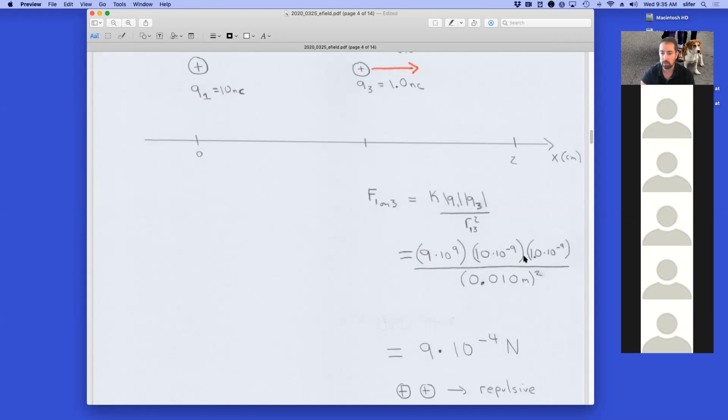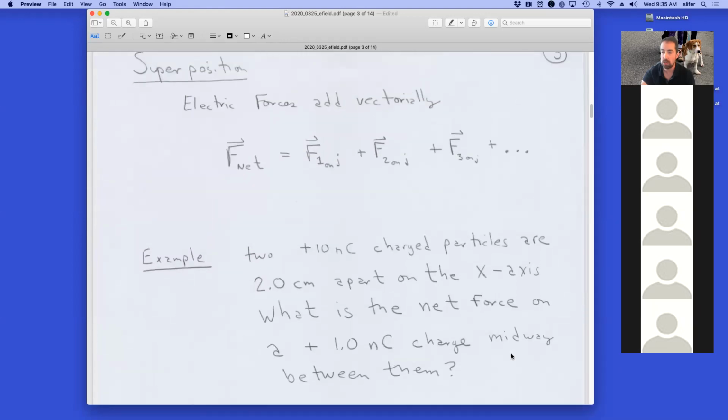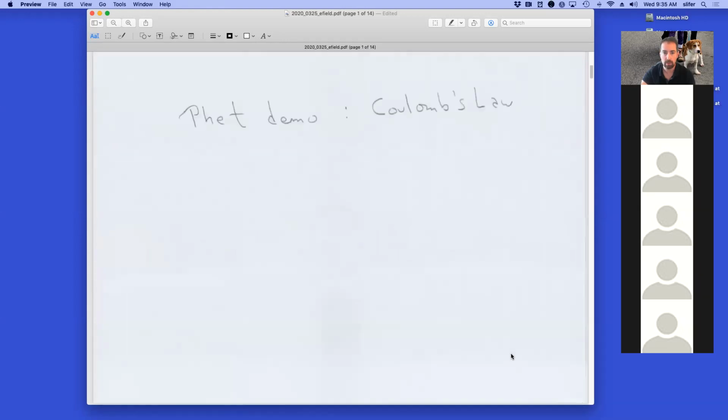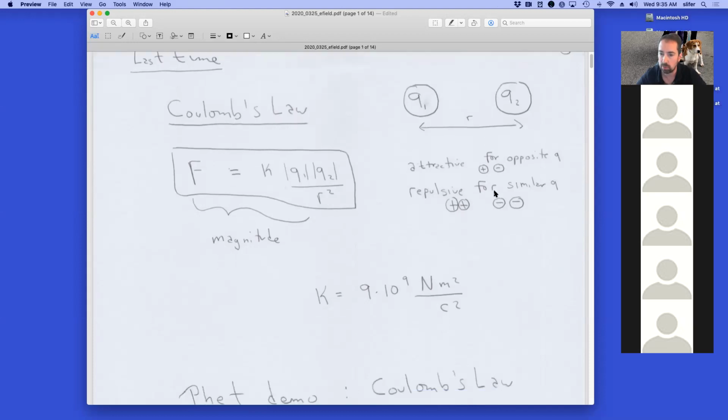So if I put these numbers into my calculator, I get 9 times 10 to the negative 4 newtons. That's the first part of our problem. It just gives us the magnitude. Again, we go back to Coulomb's law. Coulomb's law is going to give us the magnitude of the force, and then to figure out the vector nature, the direction of it, we have to figure out, are they the same charges? That's going to give me a repulsive force, or are they opposite charges? That's going to give me an attractive force.